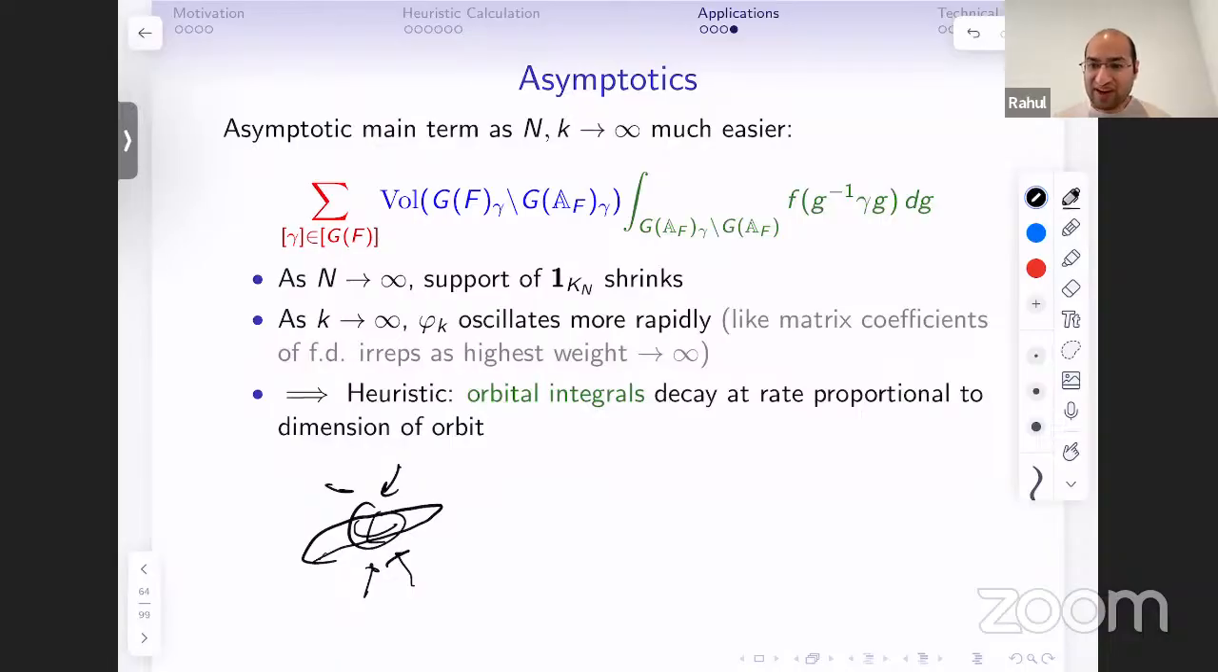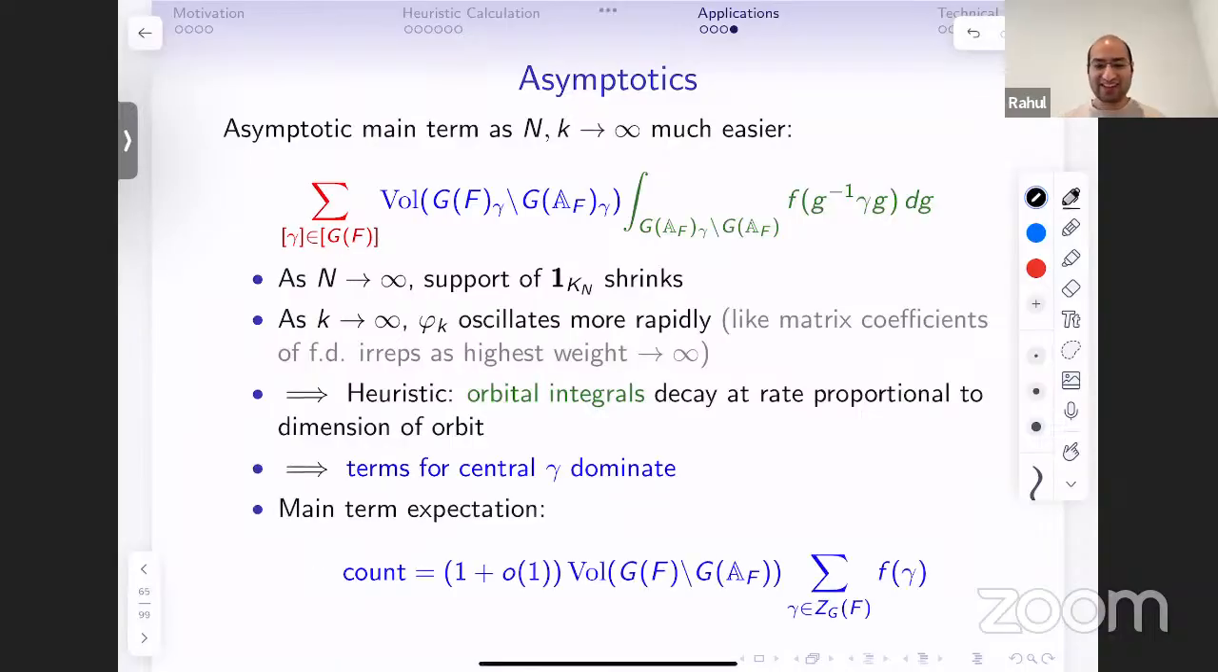And that's really great, right? Because which conjugacy classes have the smallest dimensional conjugation orbits? These are the central conjugacy classes, where the conjugation orbits are literally just the point. So what you should expect is that in any asymptotic, the terms on the geometric side for central gamma are going to dominate. And now for central gamma, this orbital integral isn't an integral anymore, right? It's just evaluation of the function at a point.